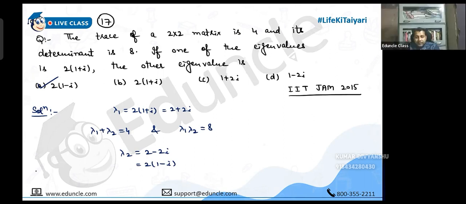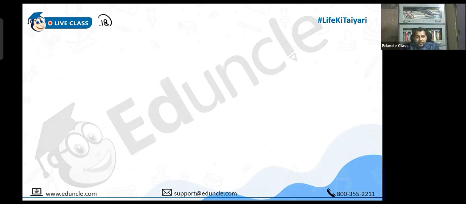Otherwise, there is no need, because by adding these we are not going to get 4. So only this option is correct, no? By which we are getting the sum. No need to check the others. Only by finding the sum you can get the answer.